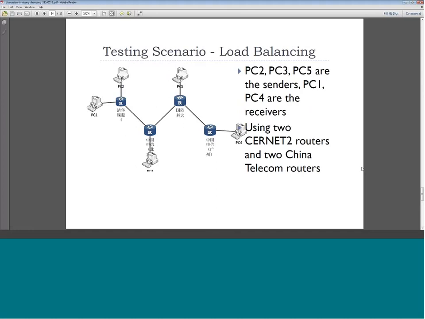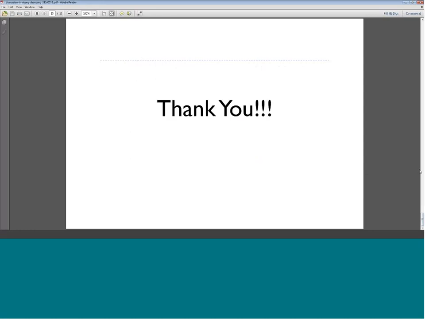The last scenario is for load balancing. There are some senders and some receivers, and the network wants to carry out load balancing to make the load more balanced. We are now using 2 SNET2 routers and 2 China Telecom routers, and because this is ongoing work, we don't have any performance test at this moment. Next slide, please. So that's all. Thank you.